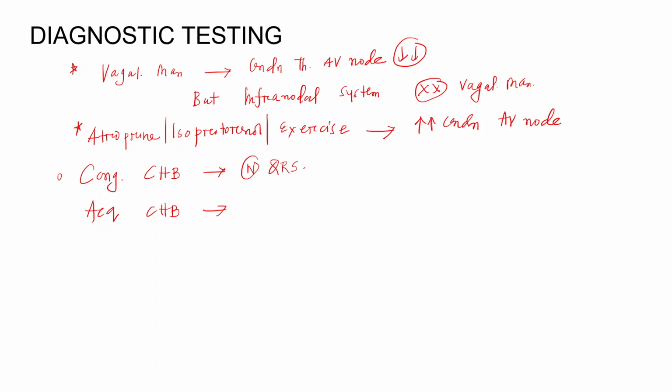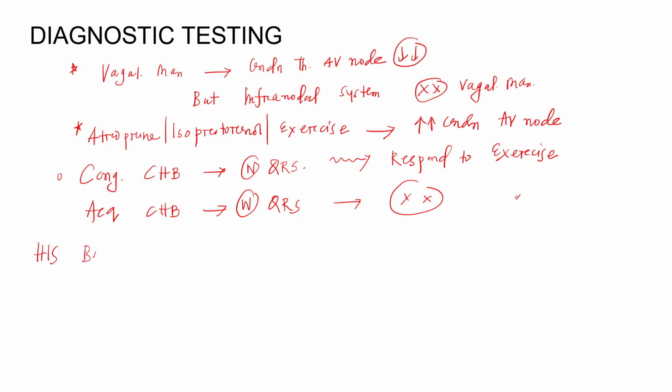In case of acquired complete heart block, this is a much more dangerous condition. Here you will get a block slightly below, and this will produce a wide QRS complex that is due to the ventricular escape rhythm. Now that's why congenital complete heart block will respond to exercise or other autonomic maneuvers. But acquired complete heart block will not respond to exercise. Now the next point that you have to remember is the His bundle electrocardiogram.